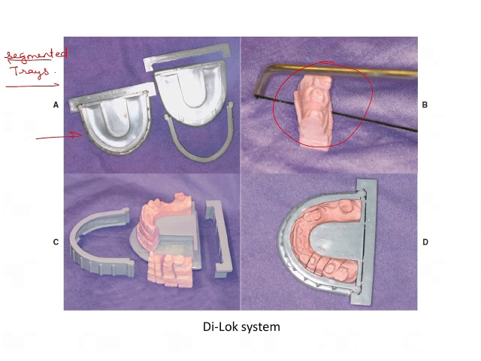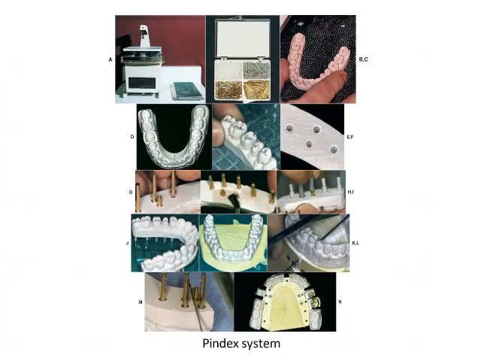Then with a fret saw, you section the dies. So these are individual dies. And then you can place them here and form the base. Okay, this is the Dialock system of making dies. Next is the Pindex system of making dies.